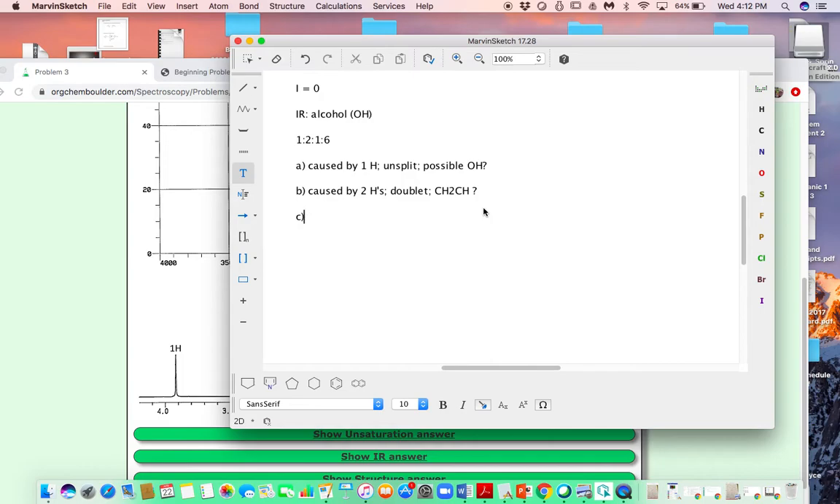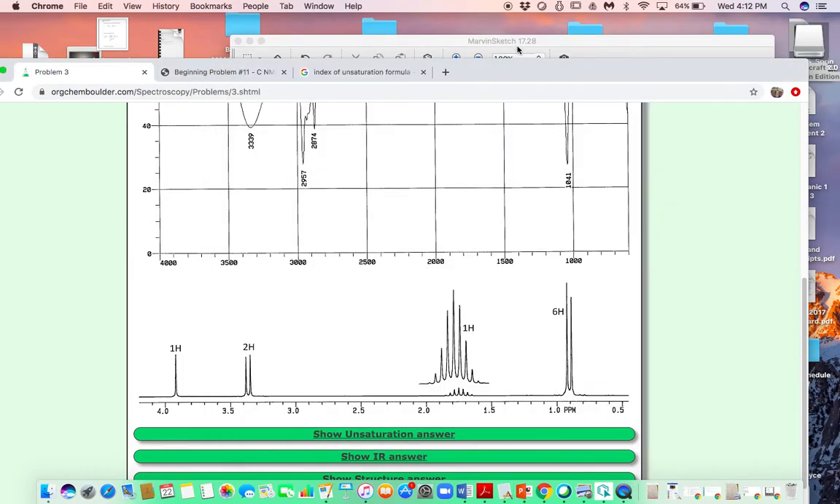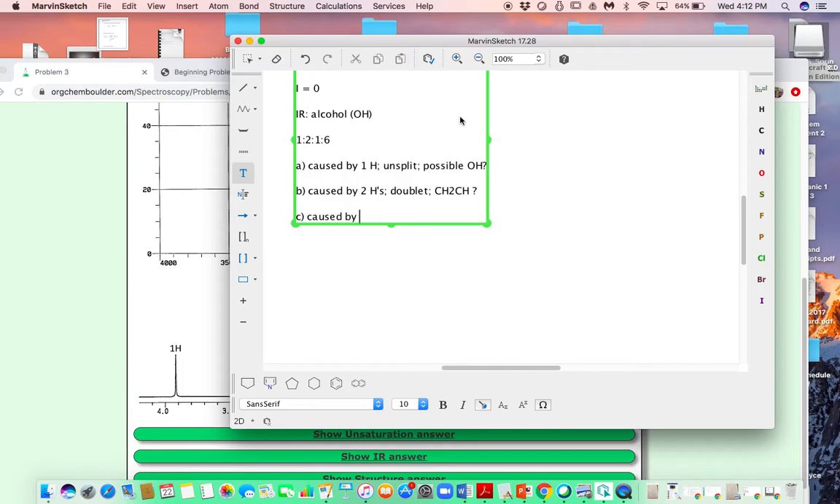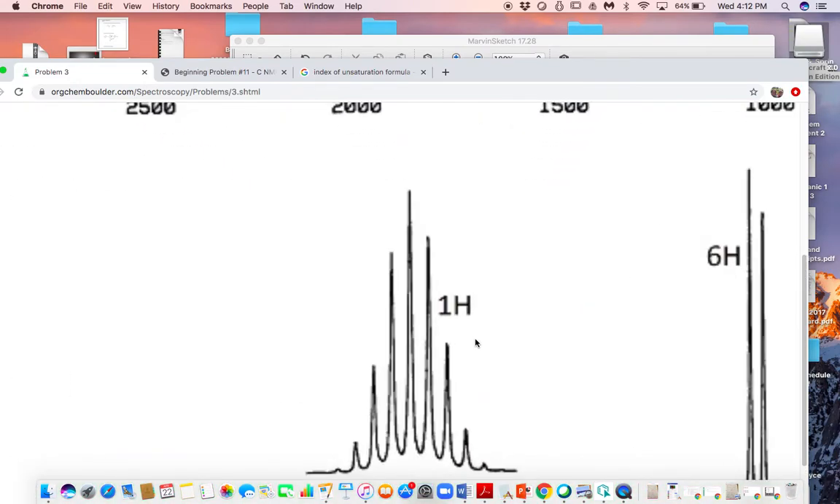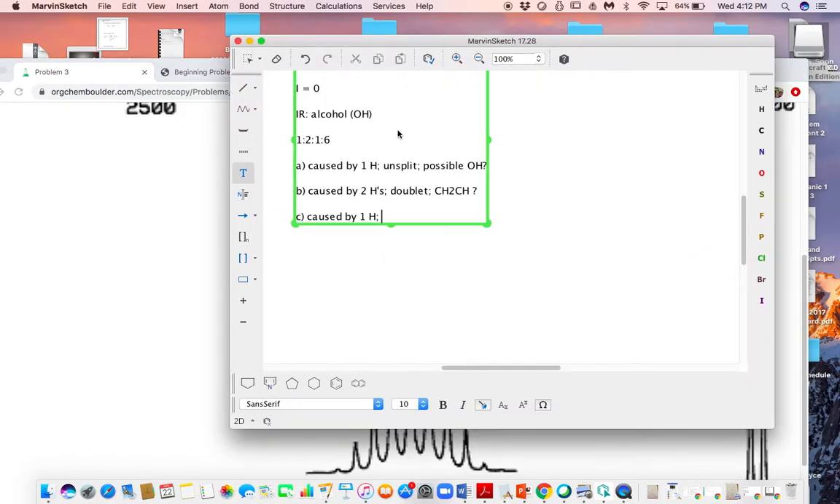All right, signal C. It's caused by one H, and it is actually split into 1, 2, 3, 4, 5, 6, 7. It's split into a septet. So again, you have to keep in mind possible complex splitting. Maybe, maybe not. Or it may be split by 6 equivalent hydrogens. Who knows?